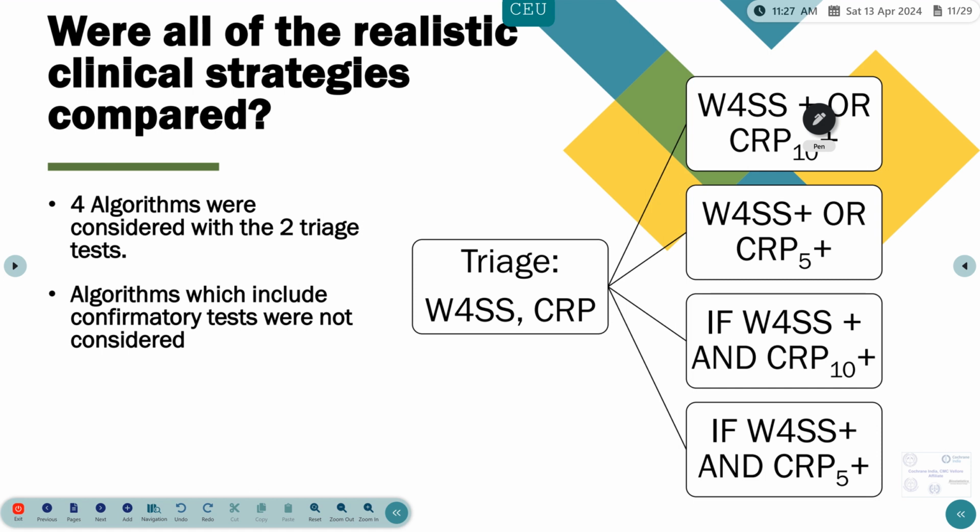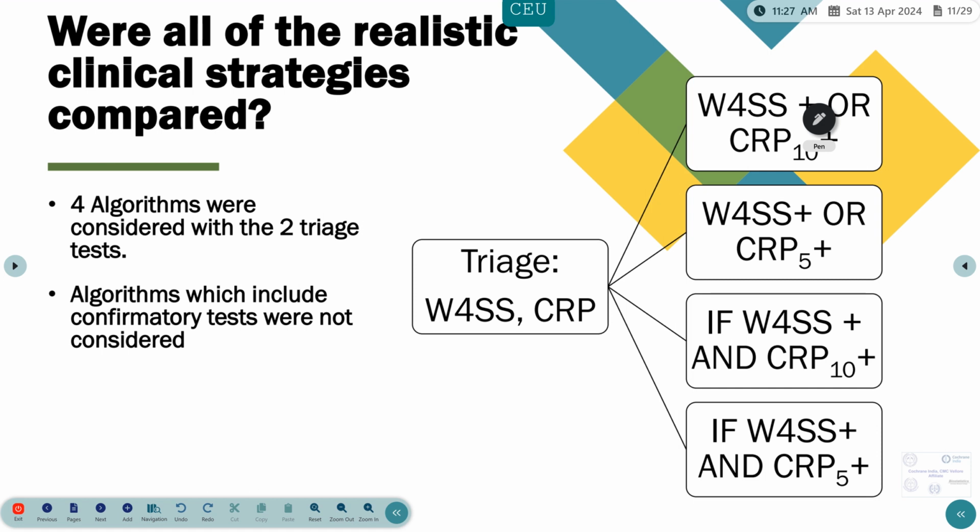The second option is if the symptom score or the CRP at the cutoff of 5 is positive. Then the third algorithm they considered was if the symptom score was positive, CRP was done and the cutoff was taken as 10. And the fourth is if only the symptom score was positive, in series a CRP was done, and if that is positive, then further evaluation was done.